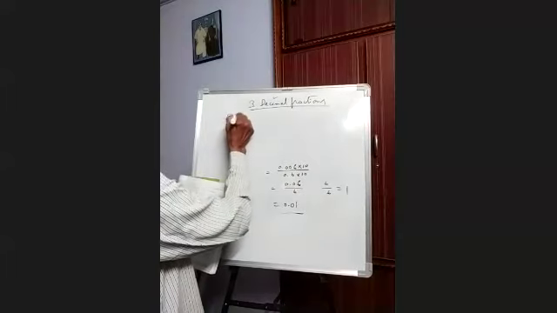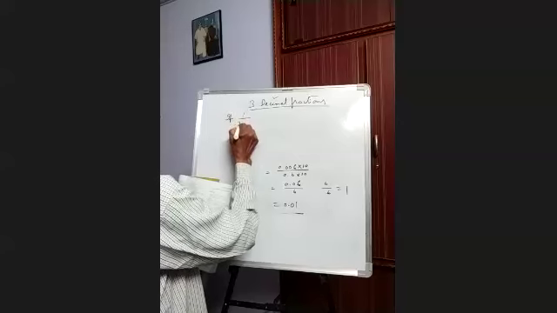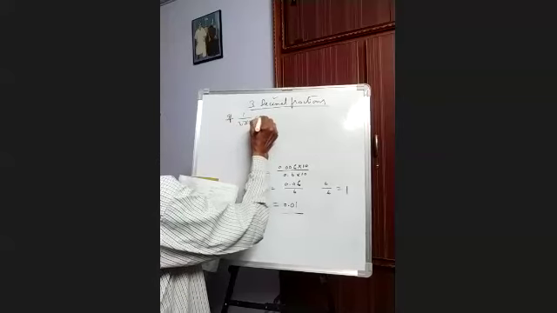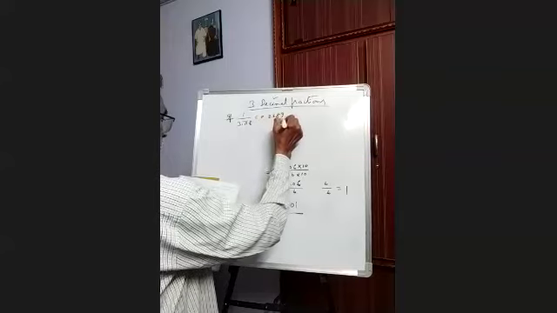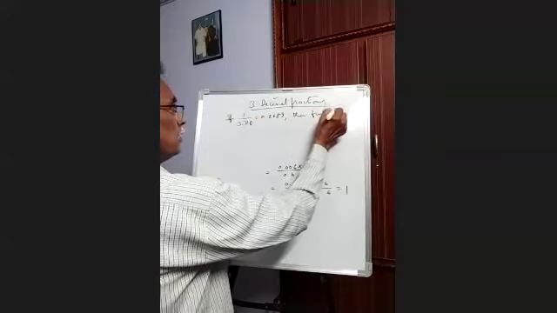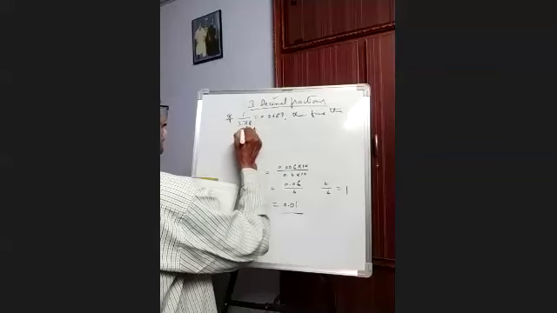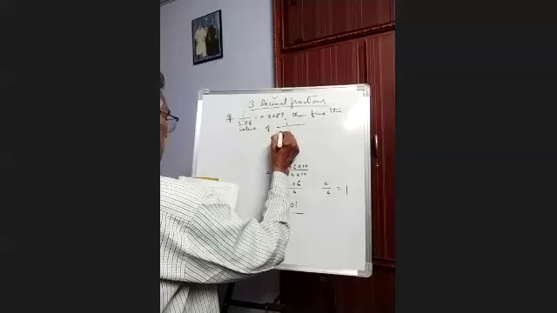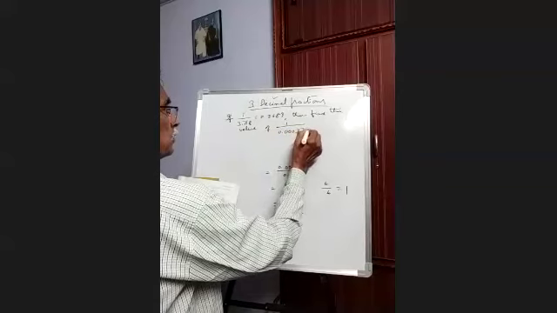If 1 by 3.718 is equal to 0.2689, then find the value of 1 by 0.0003718.